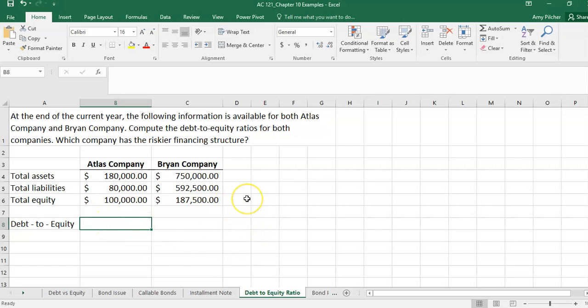We would also usually, in a full analysis, look at the debt to assets ratio because we want to make sure that we have enough money available to pay our liabilities and that we aren't carrying too much debt as an organization. When we calculate the debt to equity ratio, we take liabilities divided by equity.